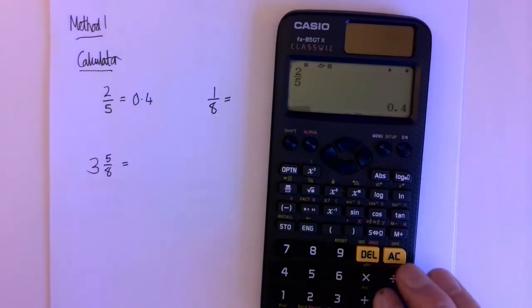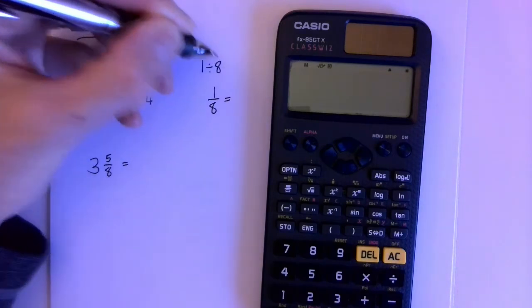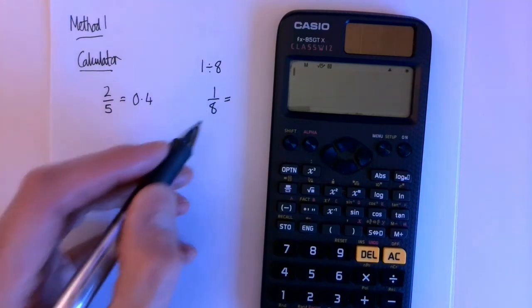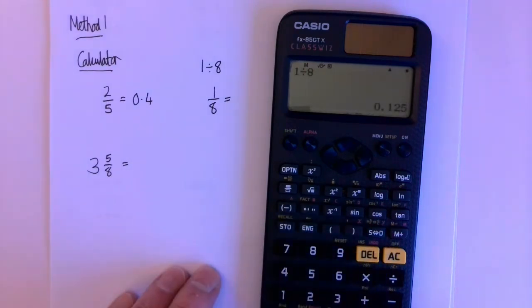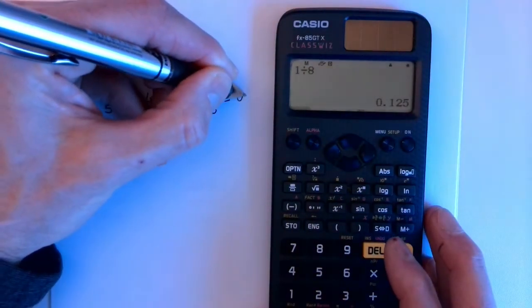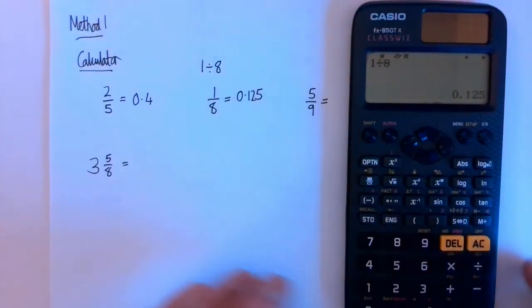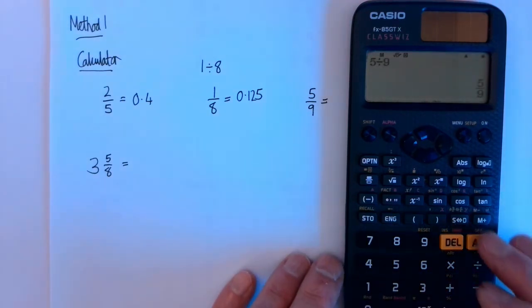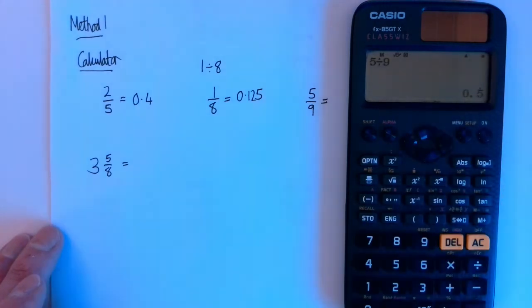If you haven't got a calculator, it's okay. You can just divide it. So you can do numerator divided by denominator, because we're already used to algebra that we write division like this. So 1 divided by 8 and S to D, you get exactly the same answer as using the fraction button. Sometimes you're going to get recurring ones, so 5/9, 5 divided by 9, S to D. So my calculator has sorted out the recurring notation for me.